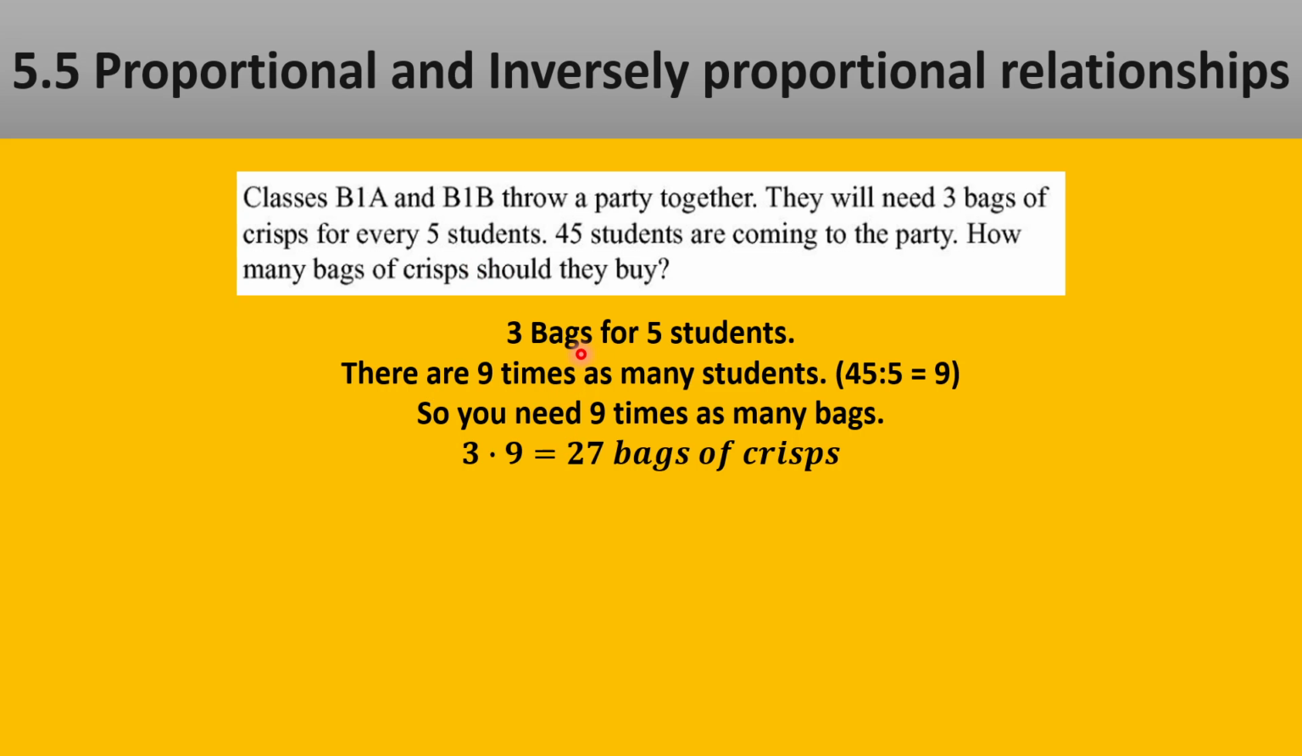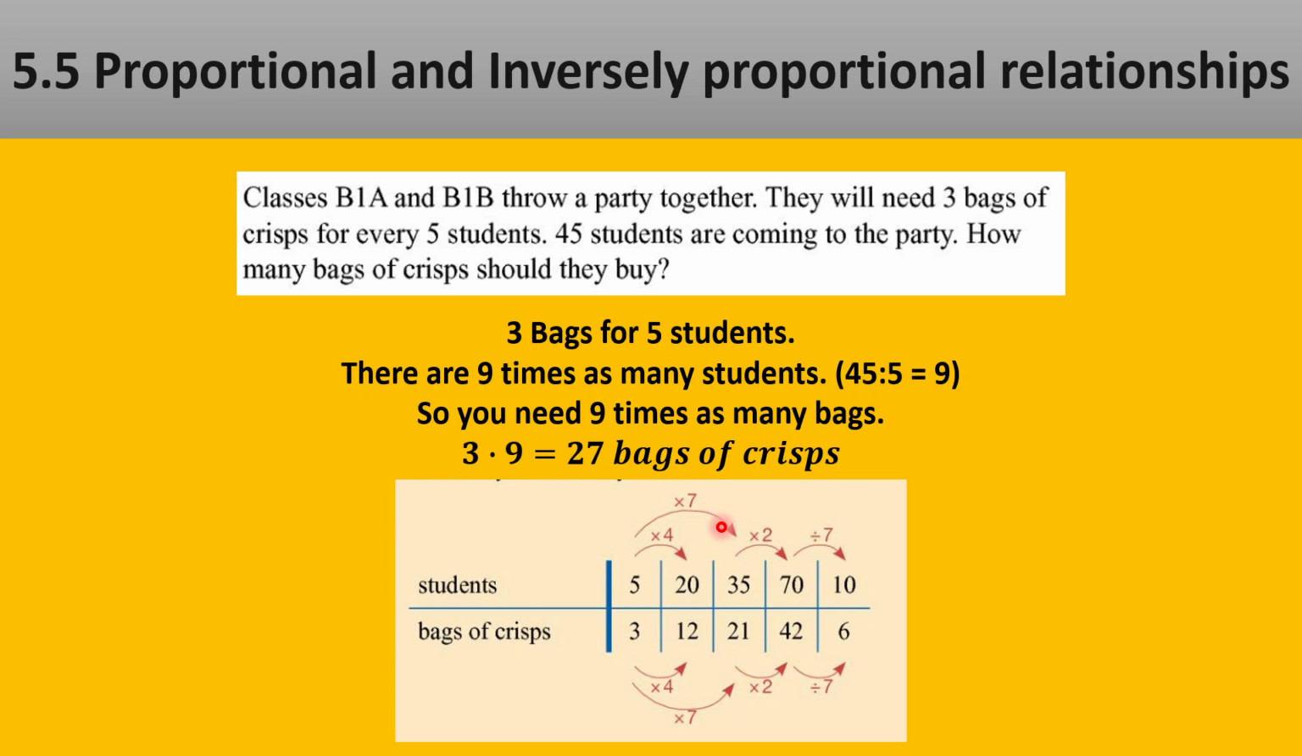So what you should do here is, if you know there are 9 times as many students, how do I know there are 9 times as many students? I divide 45 by 5. There are 9 times as many students, so I need 9 times as many bags of crisps. So 3 times 9 gives me 27 bags of crisps. And that's the answer to the question here, right?